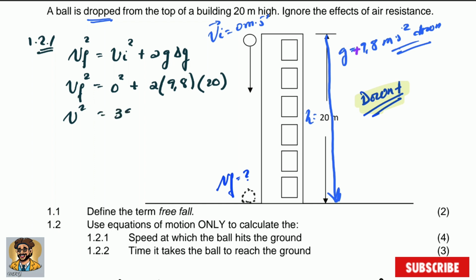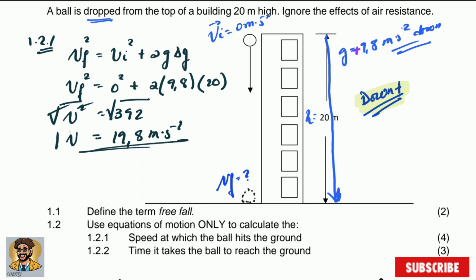This one is 392, because it's a square. You must get the square root of that number, square root on both sides. So that square goes, and then you get that v is equal to 19.8 meters per second. No direction because they only want the speed. Speed doesn't have direction. That is the first question here.